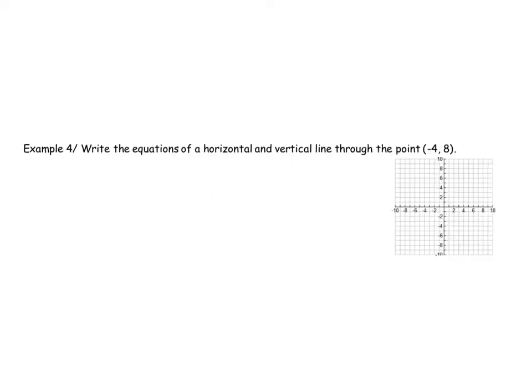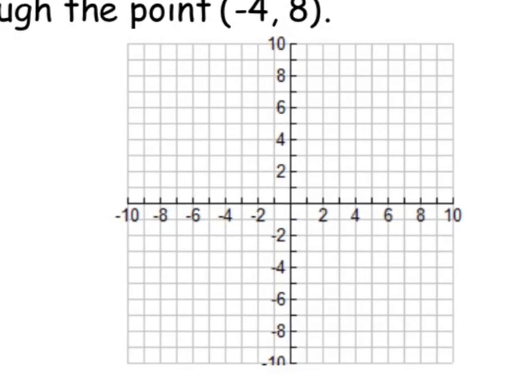In our next example, we're just doing a quick reminder of what a horizontal and a vertical line look like. So if I'm going through the point (-4, 8), that means that a horizontal line would have a 0 slope and would look like this. And all horizontal lines have the form y equals whatever the y value is. The y value of this point is 8. So my equation is y equals 8.